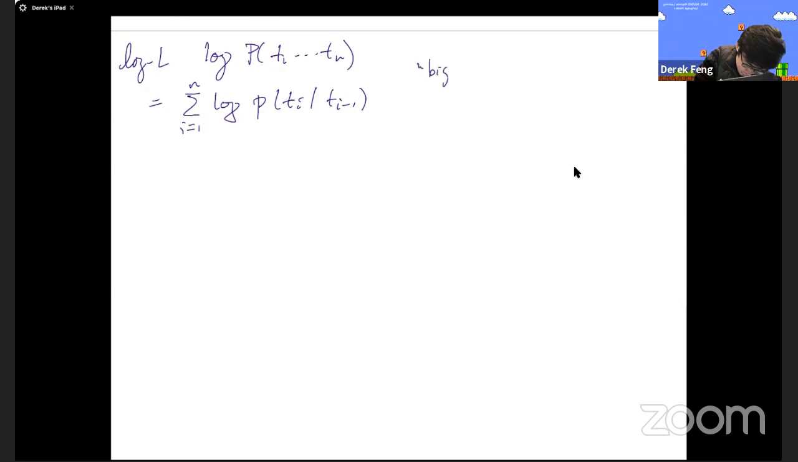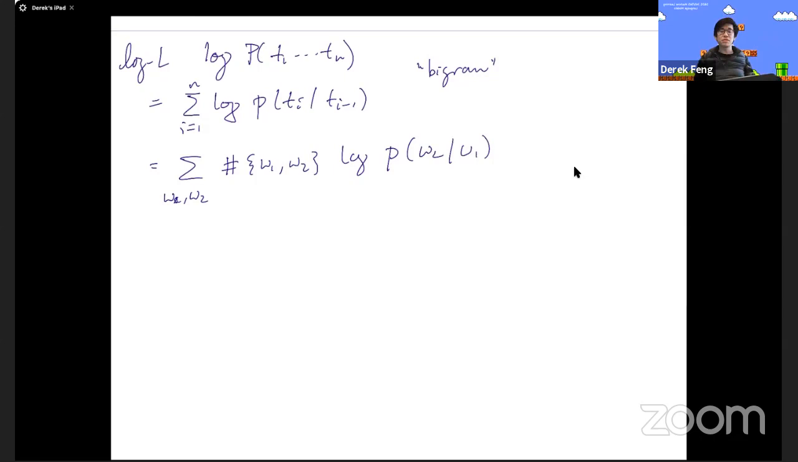Now we're going to do the same thing we did before, which is to rewrite this as the sum over W1, W2 of the count of W1, W2 times log P of W2 given W1. To go from this to this, I'm merging the terms that are exactly the same. Every time I see two words next to each other, like United States, this term is going to be the same because the parameters are all the same, so I can collect them. Then I'm iterating over all pairs of words in my vocabulary and counting them up. Cool.